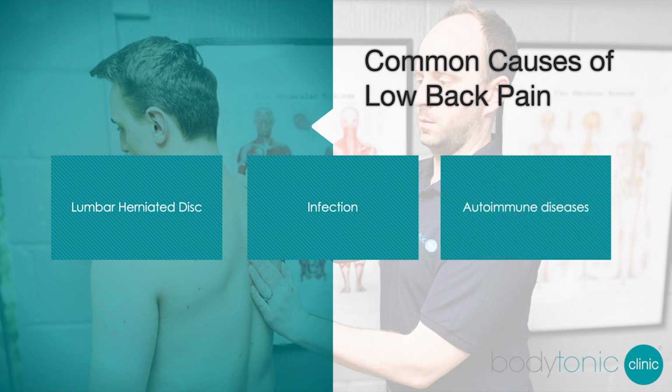Tumours. Tumours in the spine are not very common. However, if they do appear, they usually start elsewhere in the body and metastasize to the spine. The most common tumours that metastasize to the spine start from cancers in the prostate, kidney, lung, breast, and thyroid.